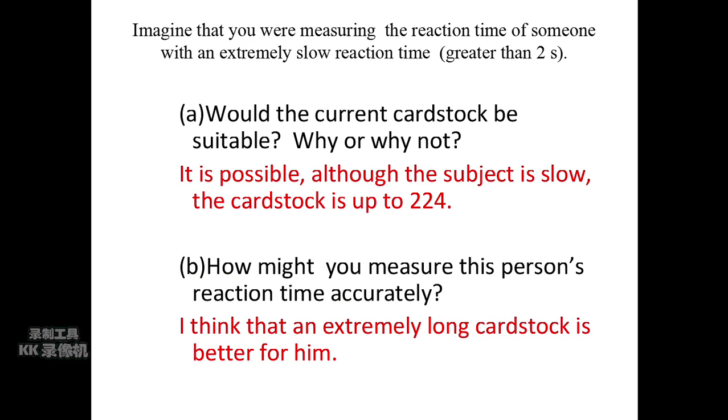Imagine that you will measure the reaction time of someone with an extremely slow reaction time, greater than 2 s. A. Would the cardstock be suitable? Why or why not? It is possible. Although the subject is slow, the cardstock adds up to 224. How may you measure this person's reaction time accurately? I think that an actually long cardstock is better for him.